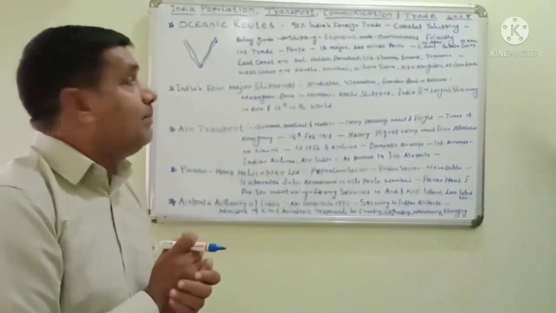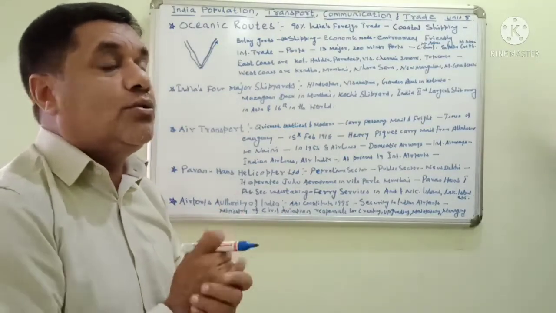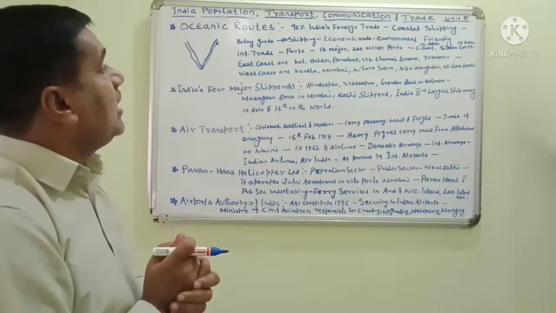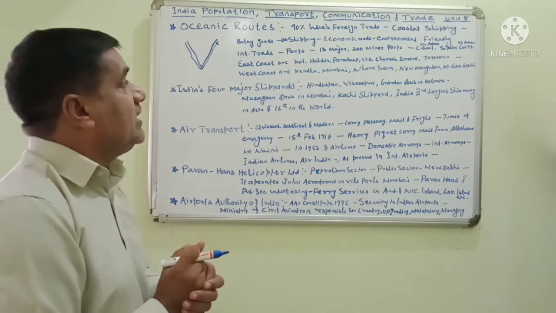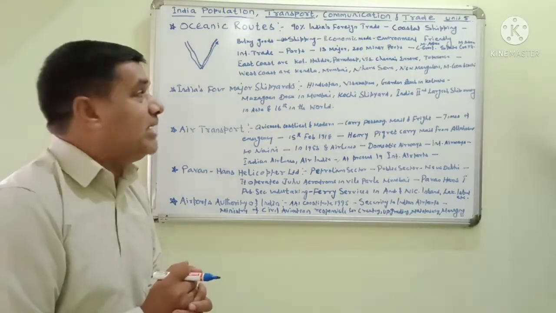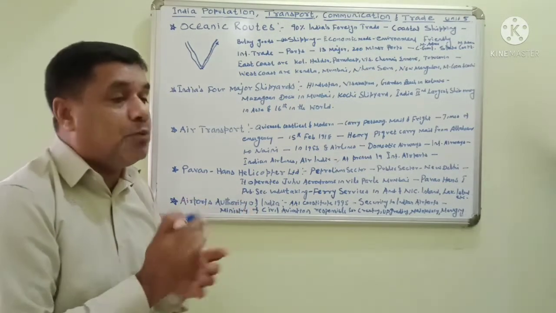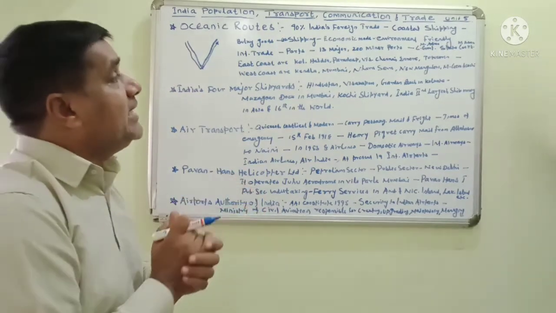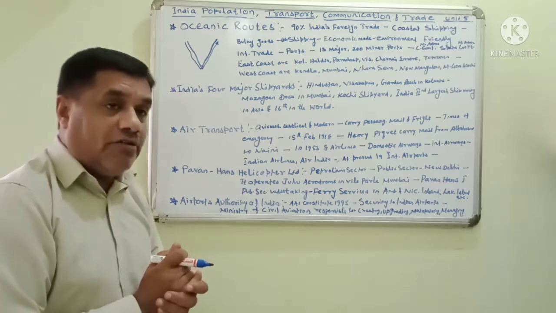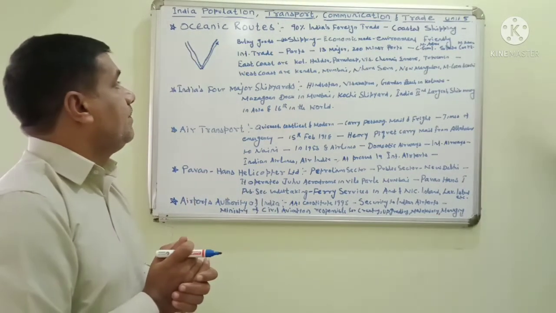International trade is maintained by the oceanic routes, carrying goods, services and passengers from one country to another. There are a lot of ports in our country, particularly 13 major ports and 200 minor ports. The major ports are administered by the central government and minor ports by the state governments.